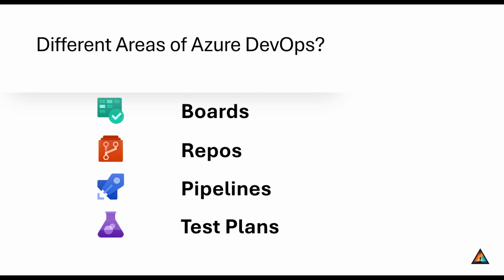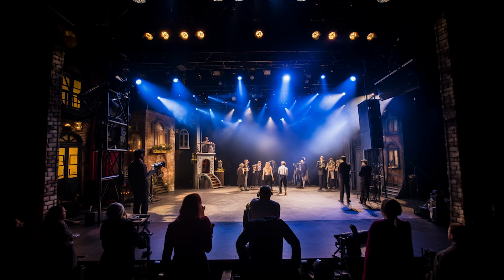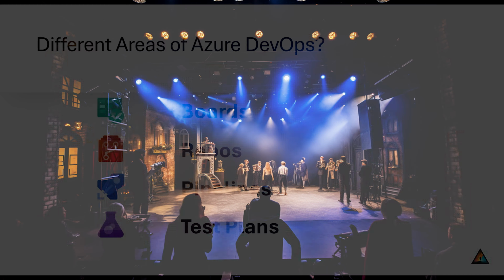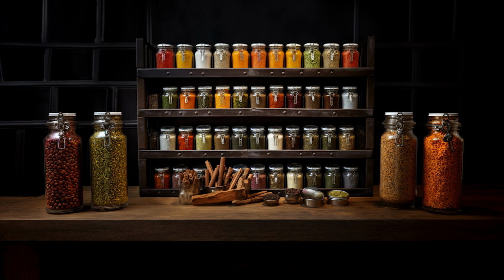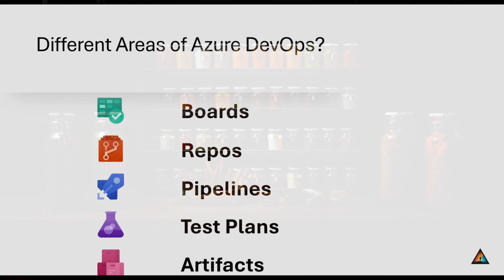Azure test plans can be likened to a rigorous rehearsal before a play. If you were directing a theatre performance, test plans would be like where you run through every scene, checking the lighting, sound and acting, making sure everything's perfect for opening night. Consider Azure Artifacts as the storeroom where you keep the special ingredients for a secret recipe. If you were a chef, Artifacts would be like where you store unique spices and sauces, making them available to your kitchen staff, but keeping them organised and secure.